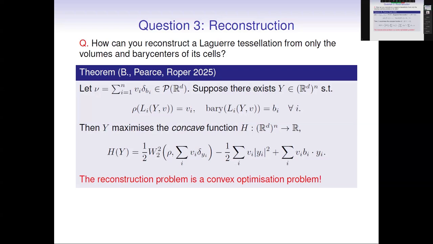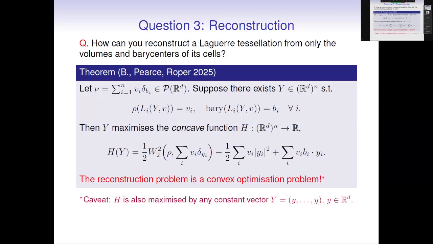There's one caveat though. H is maximized by the solution of the reconstruction problem, but it's actually also maximized by any constant vector, where you put all the seeds in the same place. So in principle, if you solve this numerically, it could end up giving you the constant vector. In practice, it doesn't seem to. It always seems to work. But for honesty, that caveat should be there.